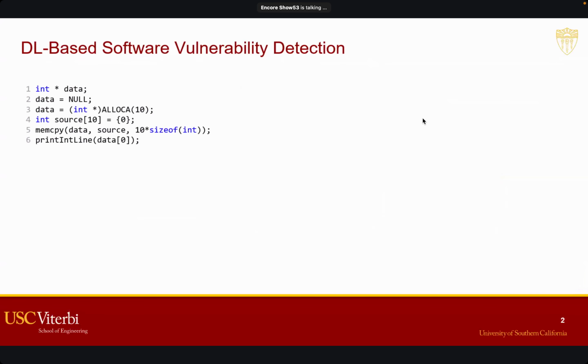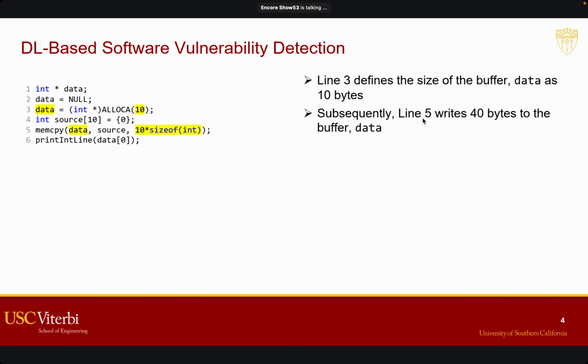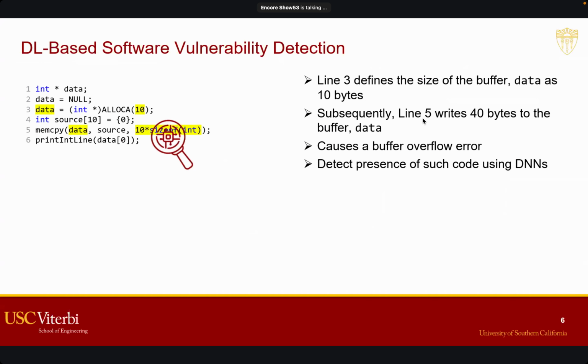Let's first talk about what deep learning-based software vulnerability detection is. So we have a sample of vulnerable code here, and this is vulnerable because in line 3, we allocate 10 bytes to a buffer data. And then in line 5, we're trying to write 40 bytes into that data. And when you do that, it causes a buffer overflow. And the task is to detect the presence of such code using deep neural networks.